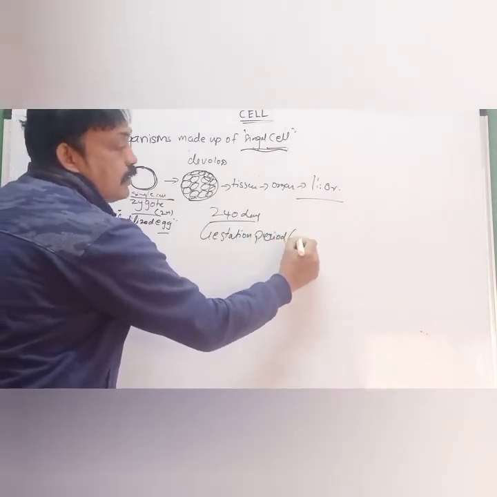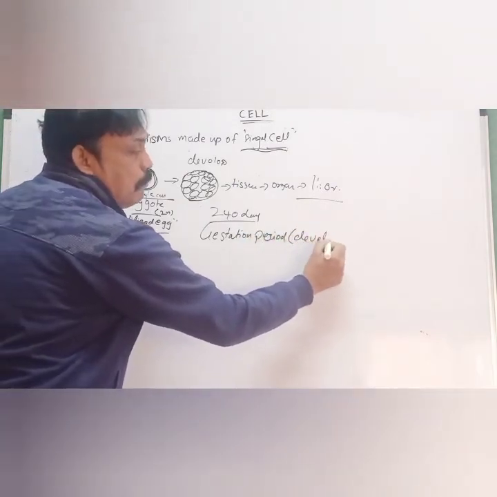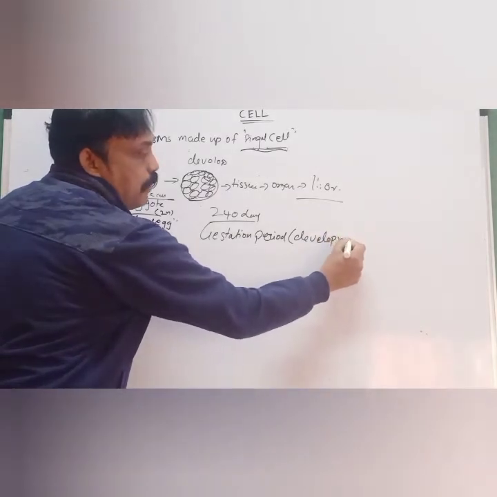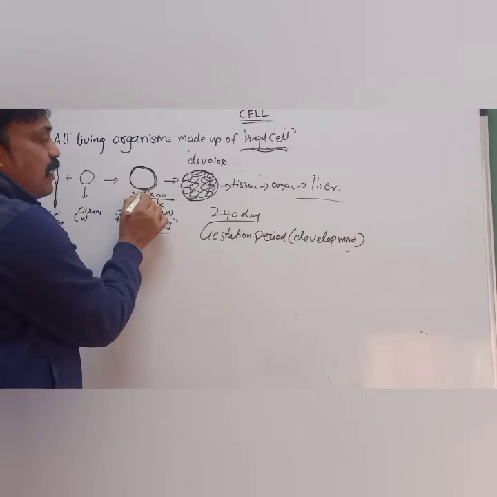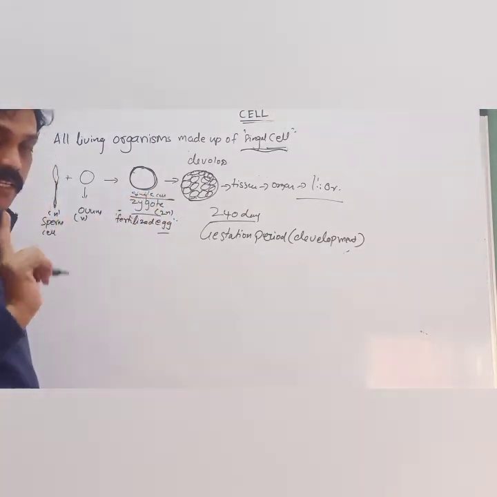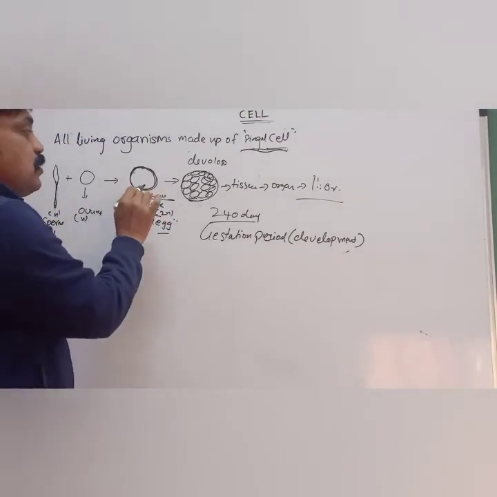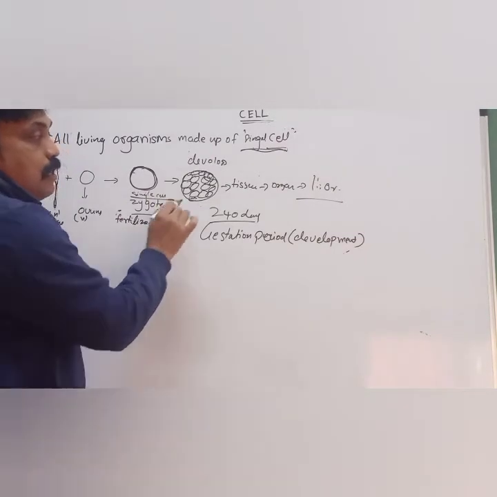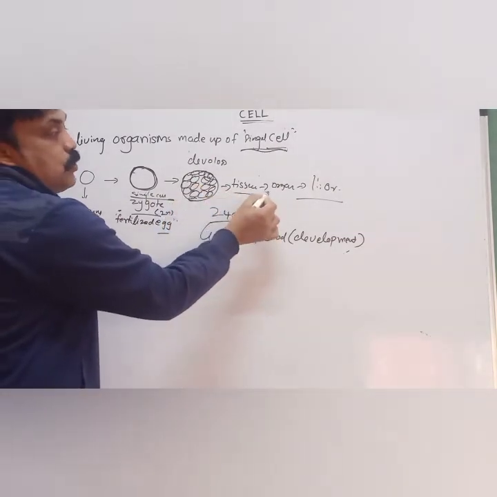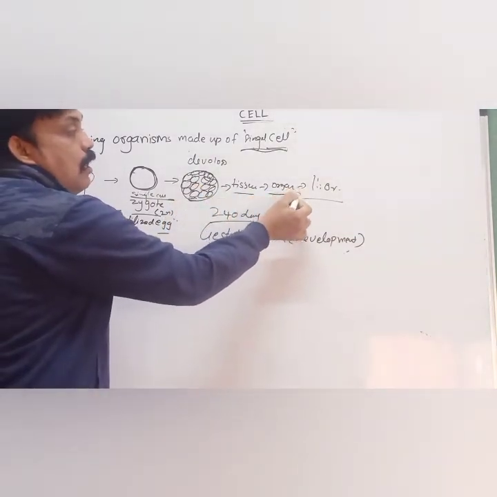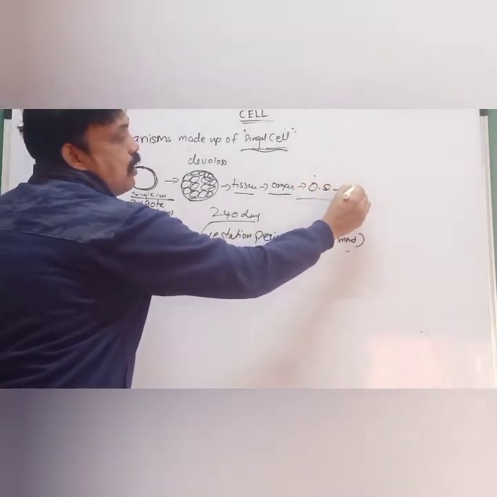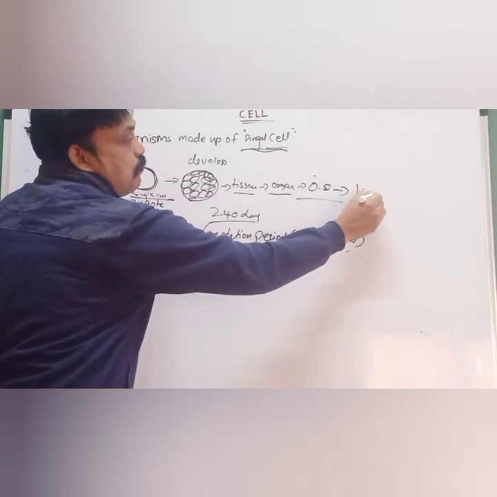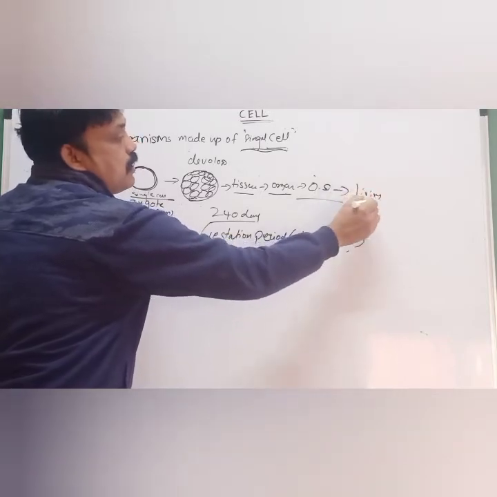Generally, the gestation period, or development period. What happens in this development period? A fertilized egg, which is nothing but a single cell, divides and forms multiple cells. Multiple cells combine and form tissues. Tissues combine and form organs. Organs combine and form organ systems. Organ systems combine and finally form a living organism.